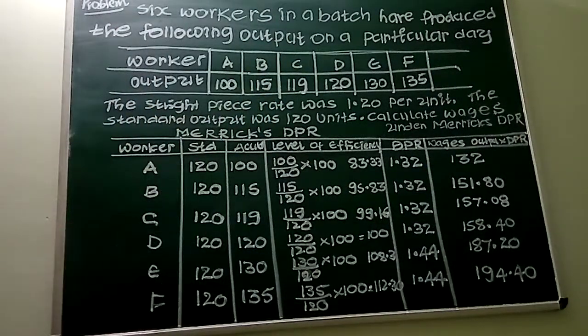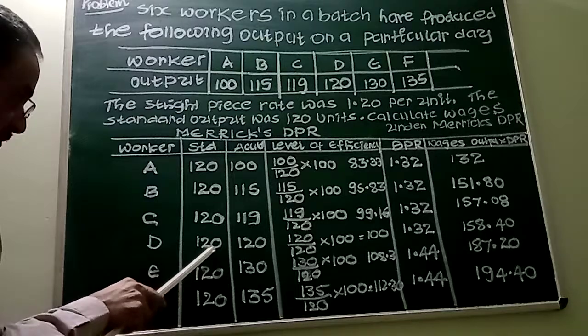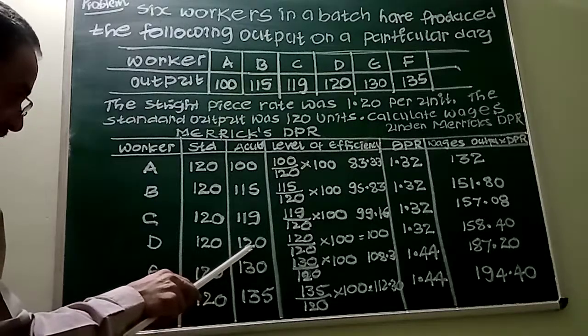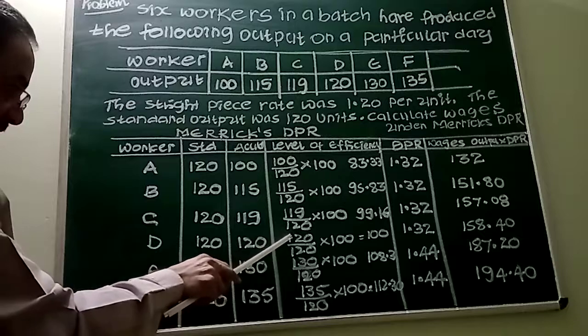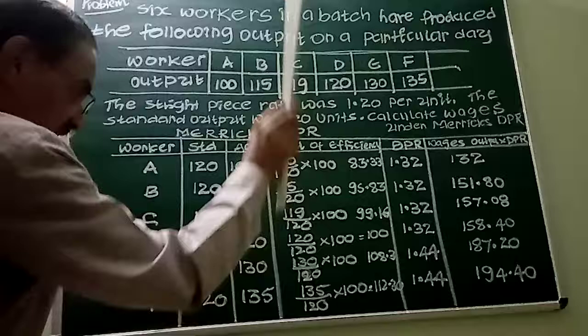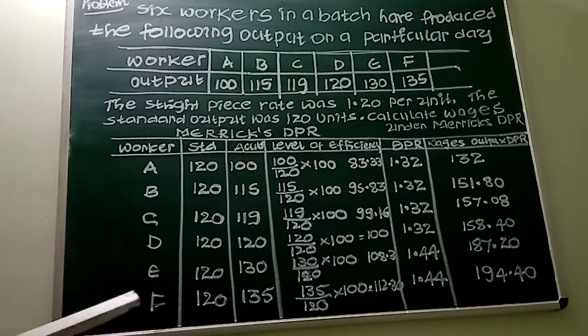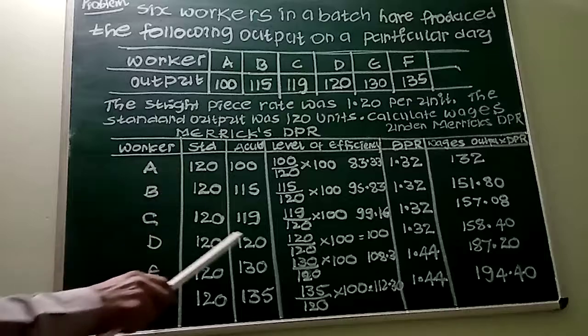See, coming to worker D. Worker D, his standard output is 120 units, whereas actual is also 120. 120 divided by 120 is exactly his 100%. But the third slab will come only when he exceeds 100%. That is above 100%, he will get 120% of DPR, differential piece rate. But he is exactly 100% only.